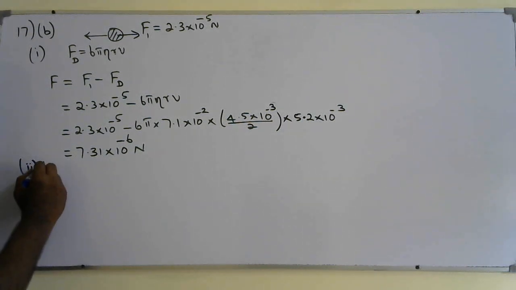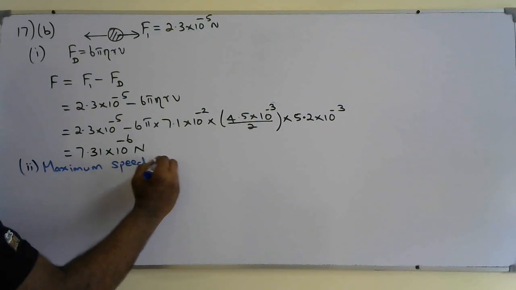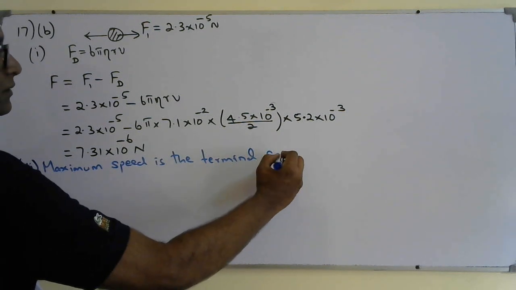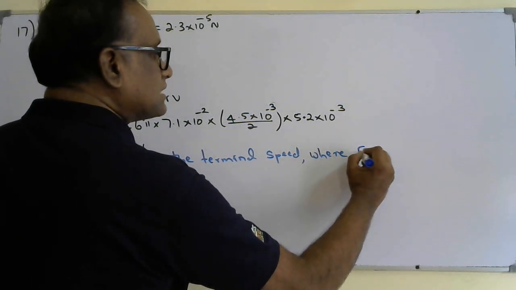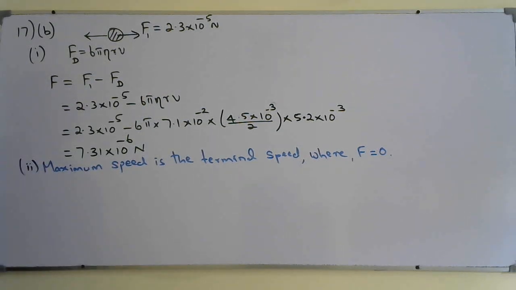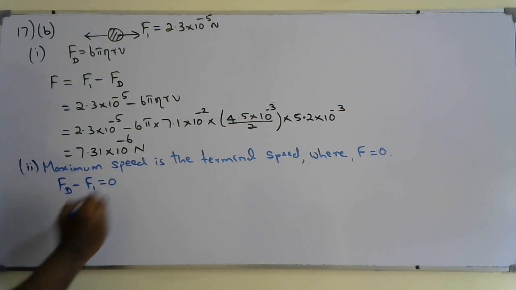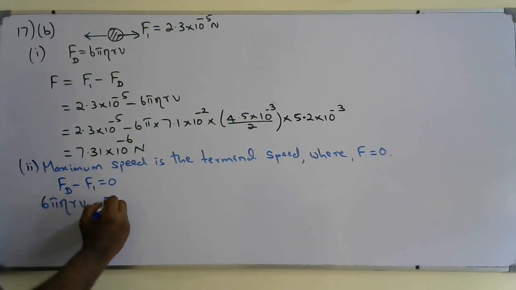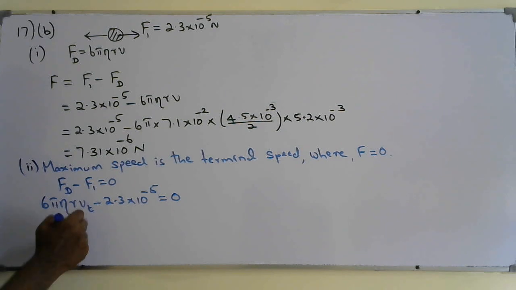So the maximum speed is the terminal speed, where F equals 0, the resultant force must be equal to 0. We know the constant force applied externally, which is 2.3 × 10^-5. So Fd minus F1 equals 0: 6πηRVt minus 2.3 × 10^-5 equals 0. So we need to find the Vt.